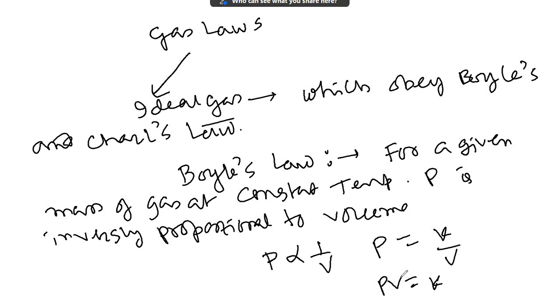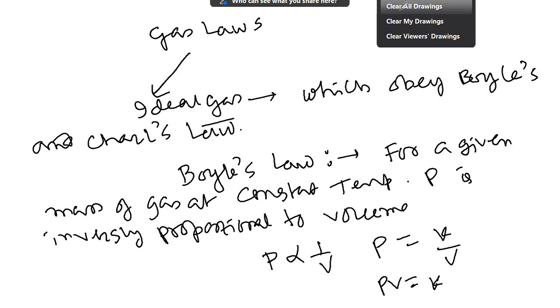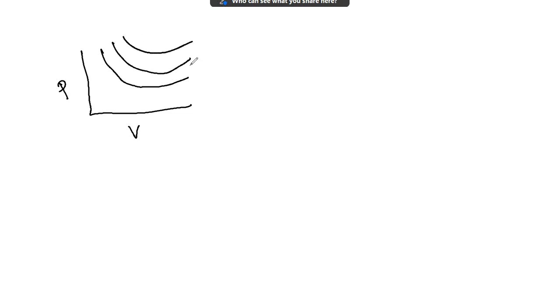My intention is not to discuss PV equal to K because you all know it, but I want to discuss the graphical representation of Boyle's law now. Suppose at a given temperature we make a graph of P versus V; the graph will look like a rectangular hyperbola. Suppose it is T1, T2, T3. As we increase temperature, it moves away from the origin. So in this case, T3 is greater than T2, which is greater than T1.